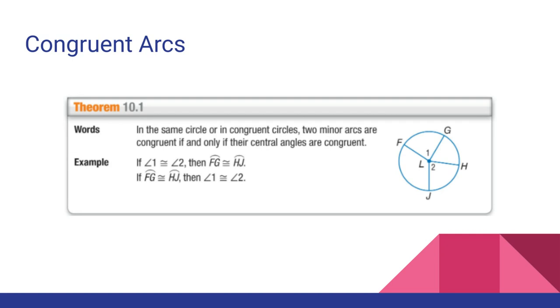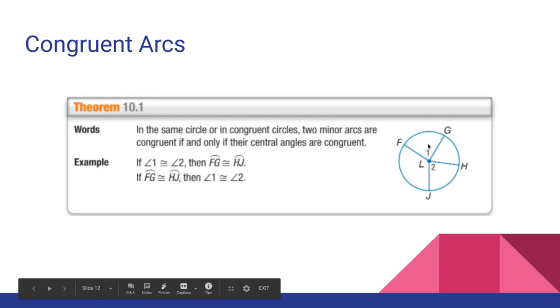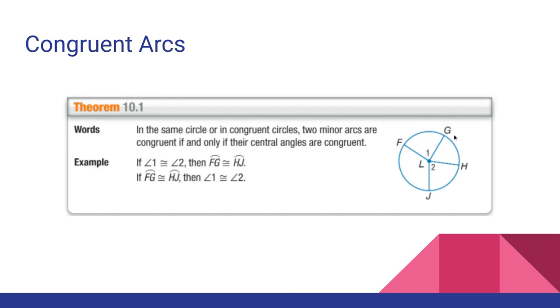We're going to be working with congruent arcs. So in the same circle or in congruent circles, two minor arcs are congruent if and only if their central angles are congruent. And we're going to see what they mean by this. So if angle 1 here and angle 2 here are the same measure, that would mean that arc FG and JH are also the same measure. Likewise, if arc JH and FG are the same measure and you're given that information, we can also assume that angle 1 and angle 2 also have the same angle measures.